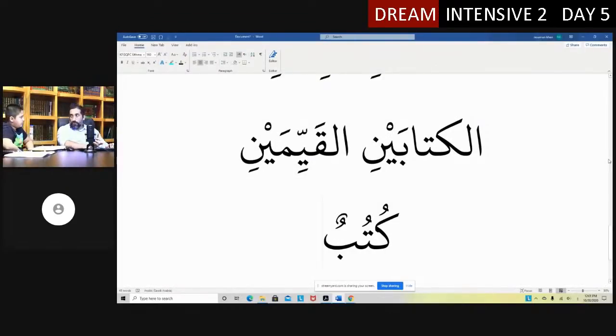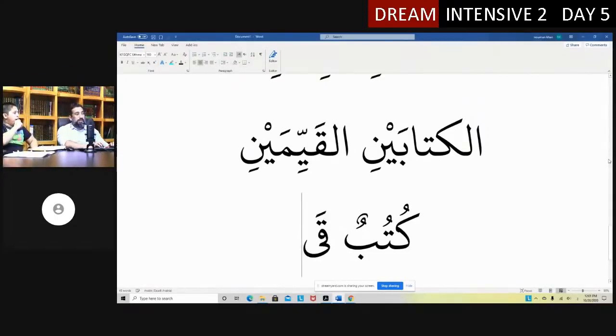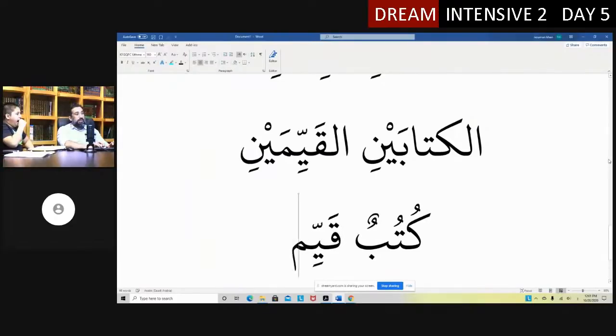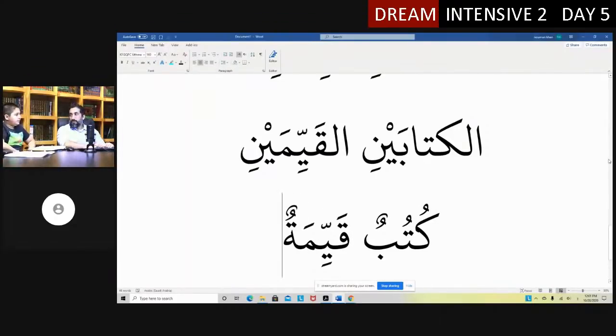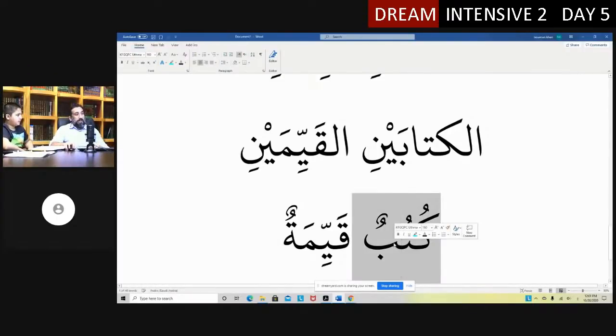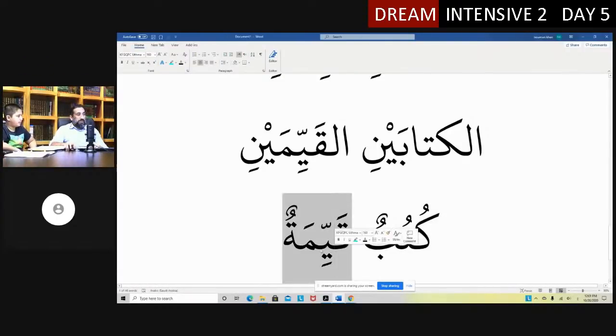Kutubun is a broken plural. So they pretend that it's one feminine. So it's going to be qayyimatun. Why did it become feminine? Because of the ta marbuta, it's still matching it. This one's feminine because it's a non-human broken plural. It's trying to match that broken plural, so it put tanween on it.